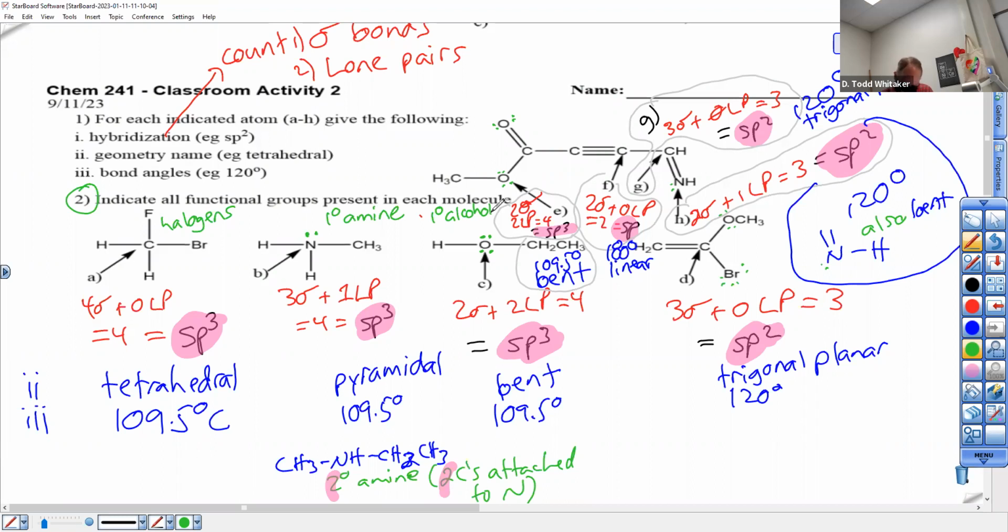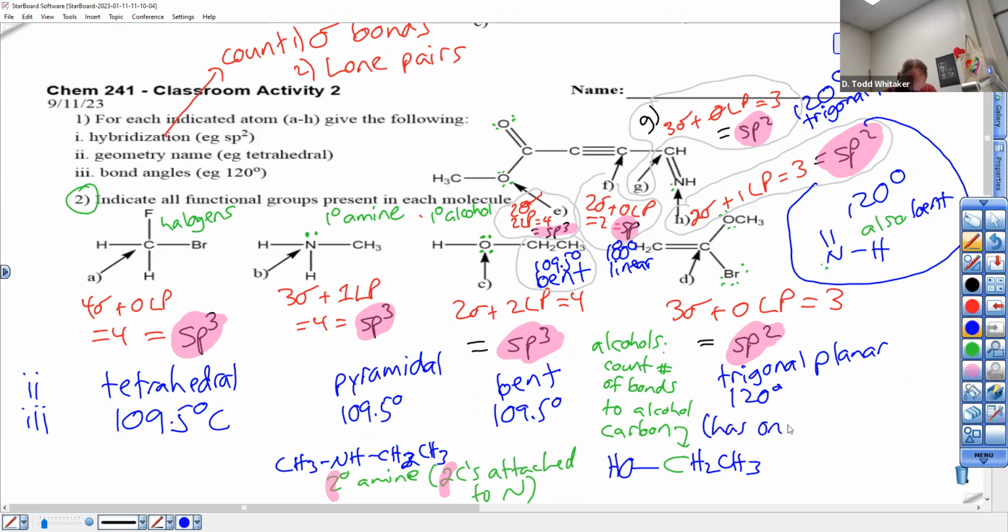I'm going to write it down right here. Alcohols count number of bonds to alcohol carbon. So the alcohol carbon is this one, and it's got an OH on it. This has 1 bond to C.